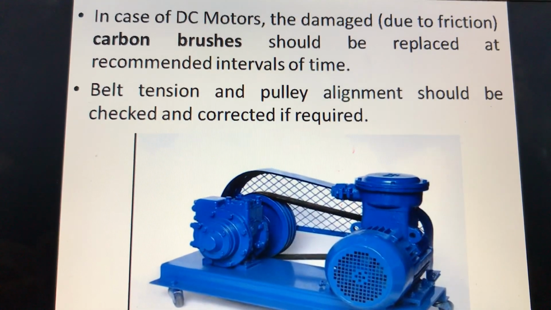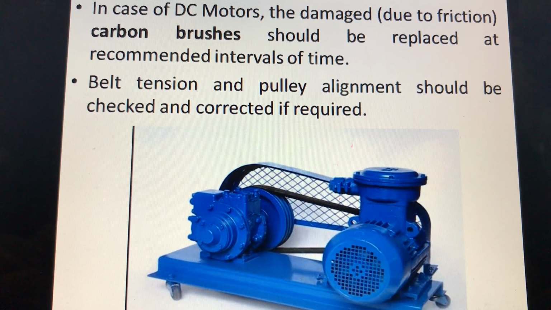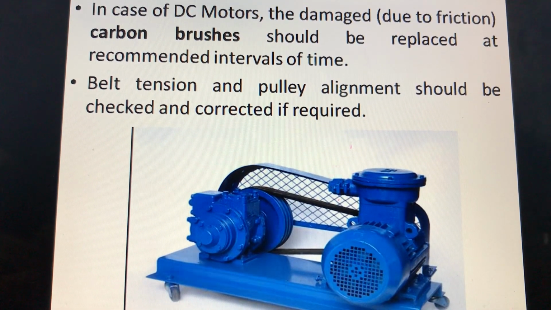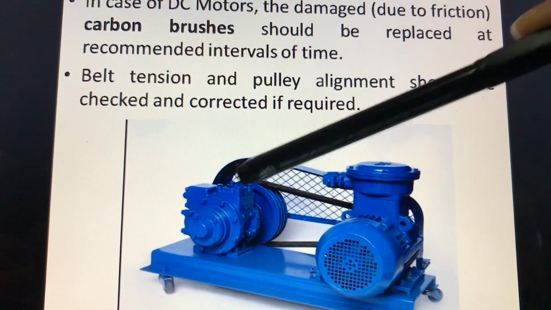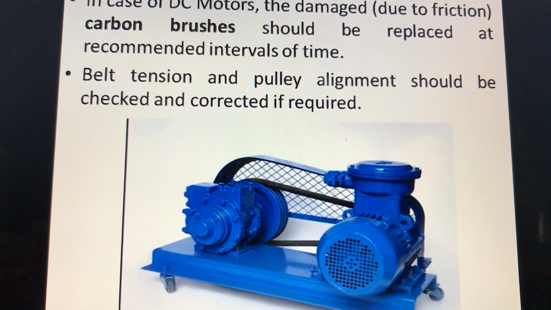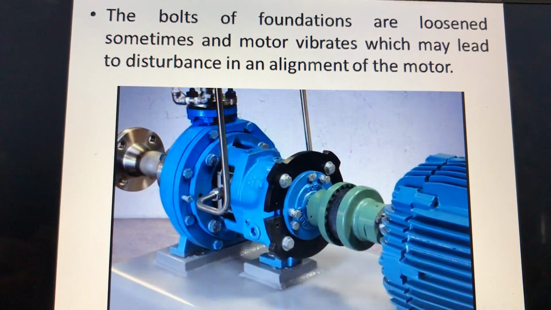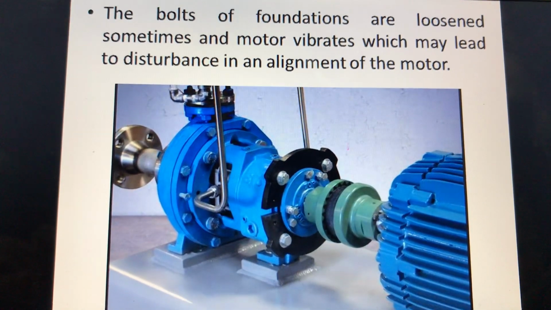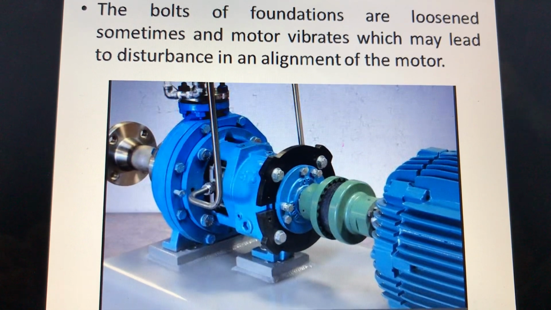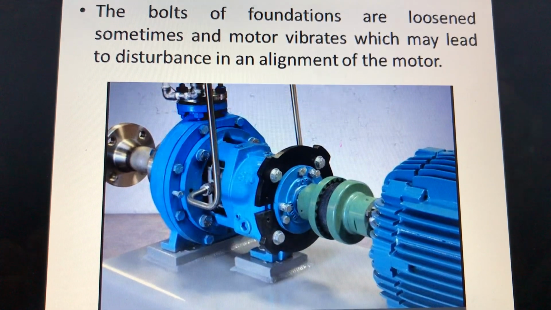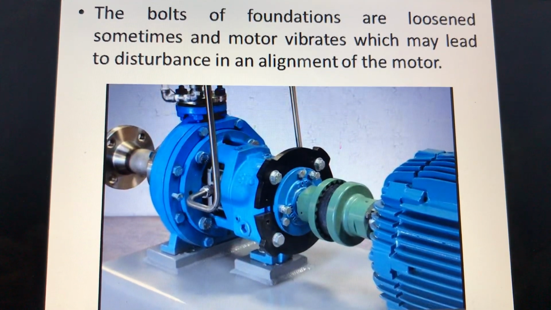In case of DC motors, for damage to the carbon brushes due to friction, the damaged carbon brushes should be replaced at recommended intervals of time. Then the next is the belt tension and pulley alignment should be checked and corrected if required. Then the bolts of foundation can sometimes be loosened. Due to this loosening, the motor starts vibrating, which leads to disturbance in the alignment of the motor. And it may result in some more serious problems in future.